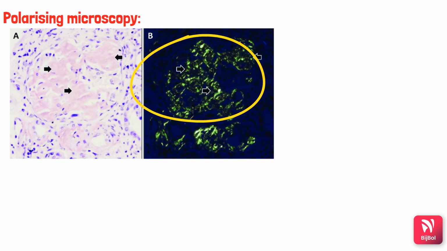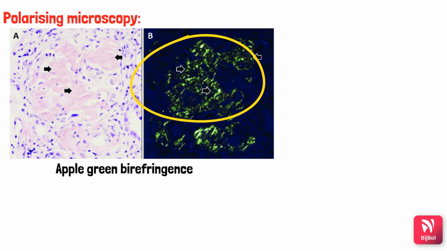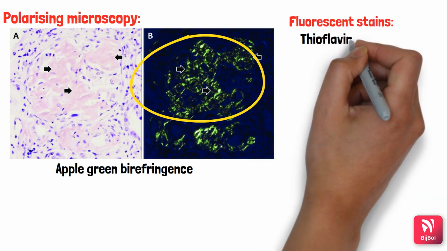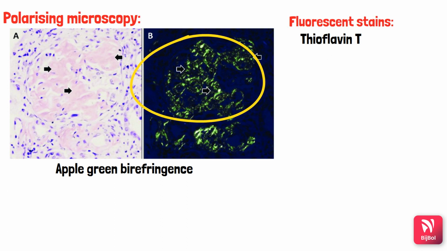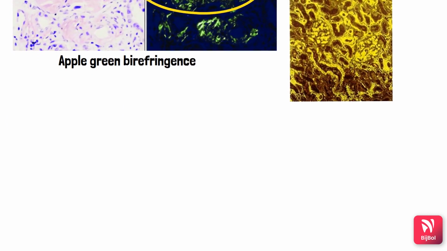If you are not able to demonstrate it, you can see the same thing under polarizing microscopy, wherein amyloid will show apple green birefringence. You can see that apple green color. Apple green birefringence is because of the beta pleated sheet configuration of the amyloid fibrils. Other than polarizing microscopy, we can also use fluorescent microscopy with fluorescent stains like thioflavin T, wherein amyloid will fluoresce in yellow color under ultraviolet light. As you can see here, that yellow deposit is amyloid.